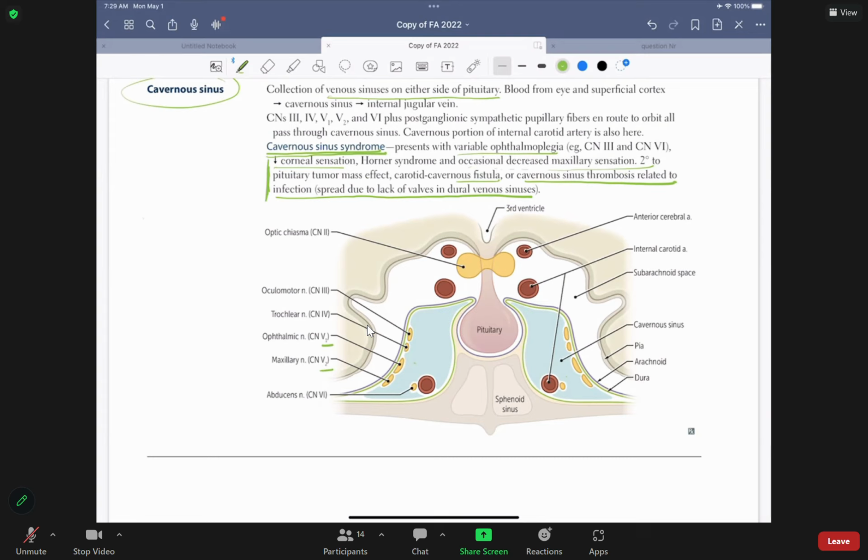Type up the name of the disease we studied on Friday. That disease also doesn't involve V3. In neuro, you should know 2 diseases don't involve V3. One is cavernous sinus syndrome. The other one is whatever it is, type it up.